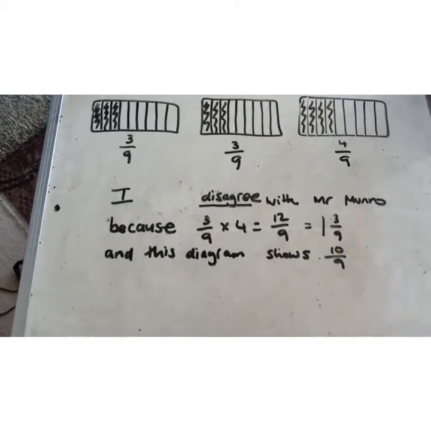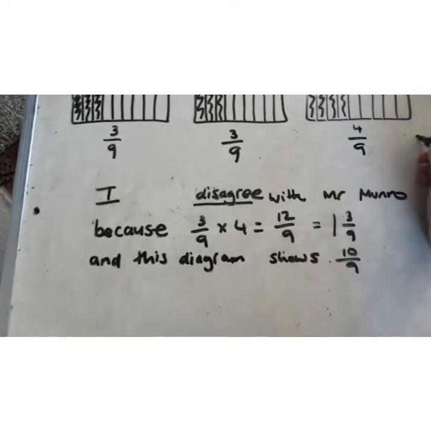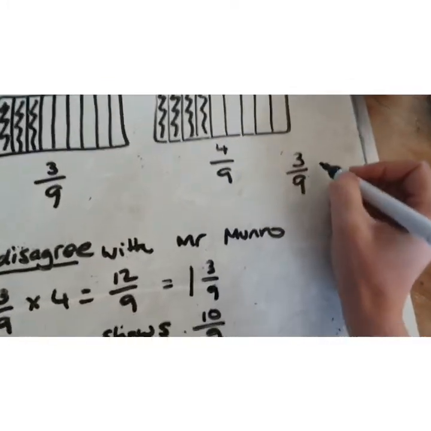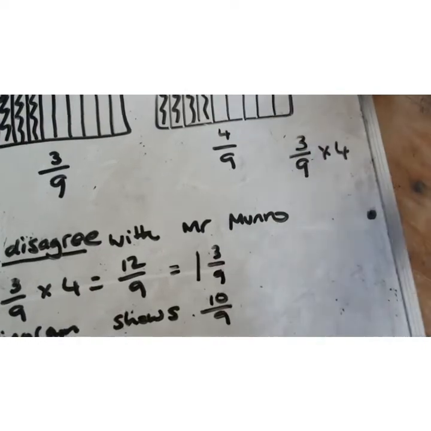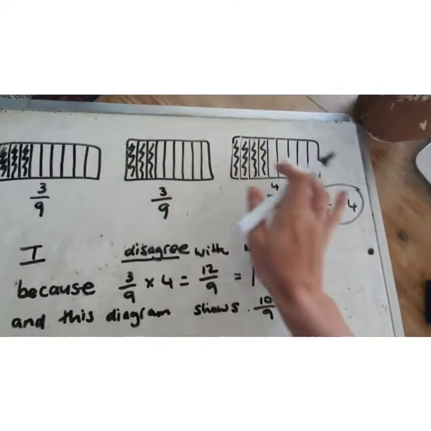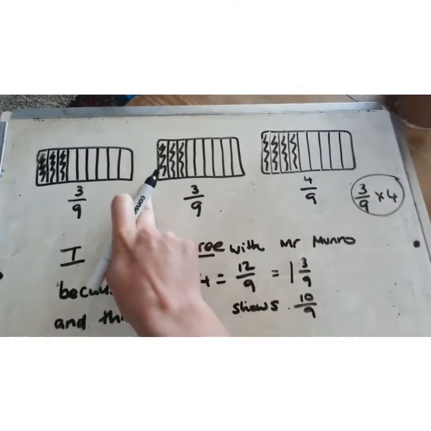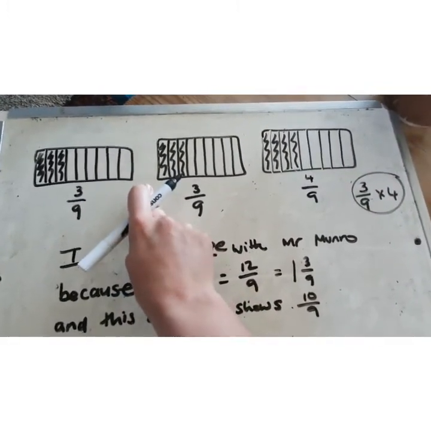Another possible answer that you could write is that if it's timesing by 4, if I write it down over here, if the question is requiring us to multiply by 4, then we should really have 4 rectangles, each showing 3/9 shaded in. That is another answer you could write.